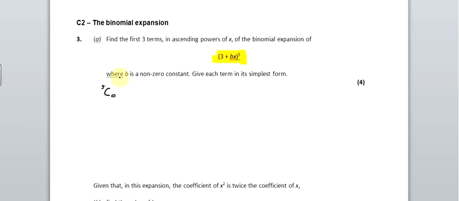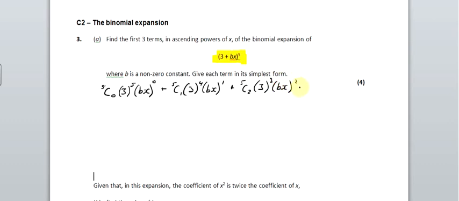So we use this bit here, and the first one is 5 choose 0, and then it's 3 to the power of 5, and bx to the power of 0. And the next term is 5 choose 1, and then it's going to be 3 to the power of 4, and bx to the power of 1. And then 5 choose 2, 3 to the power of 3, and bx to the power of 2. And I'm going to stop there because I've got my first three terms.